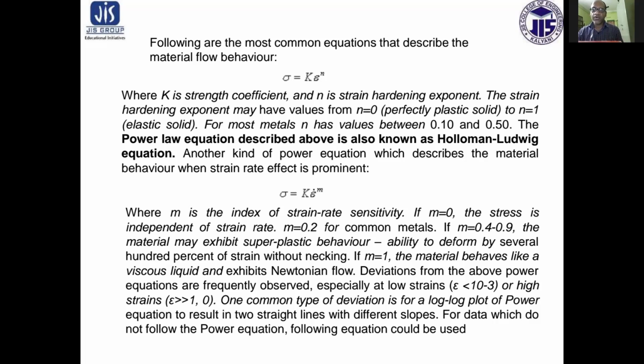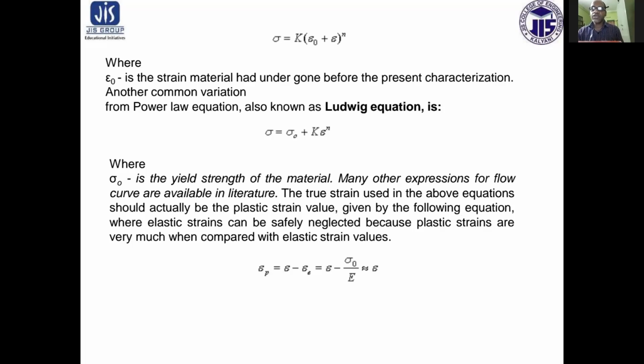Deviations from the above power equation are frequently observed, especially at low strain or high strain. One common type of deviation is for a log-log plot of the power equation to result in two straight lines with different slopes. For data which do not follow the power equation, the following equation could be used: sigma equal to K into epsilon 0 plus epsilon to the power n, where epsilon 0 equals the strain the material had undergone before the present characterization.